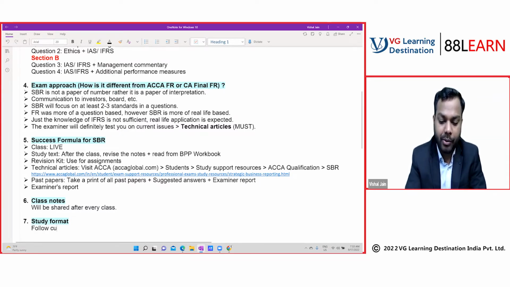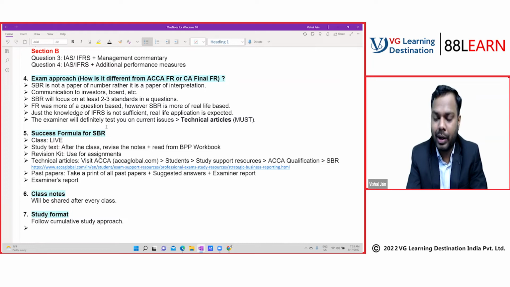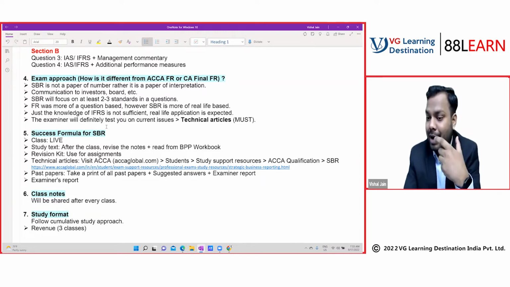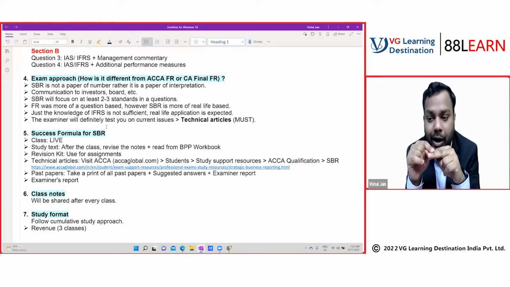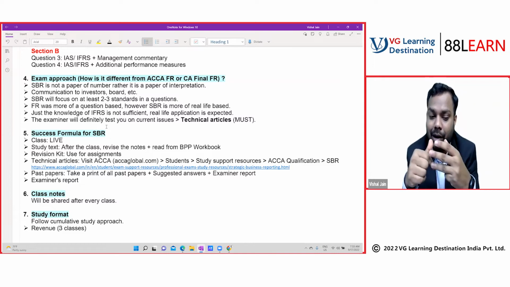You have to follow the cumulative study approach. Now, what is the meaning of cumulative study approach? Let me explain it. Let's suppose I am discussing revenue and it takes around 3 classes. After the completion of the first class of revenue, you will revise the first class. After the second class, you will not revise only the second class; you will revise the first and second classes. And after the third class, you will revise the first, second and third classes.